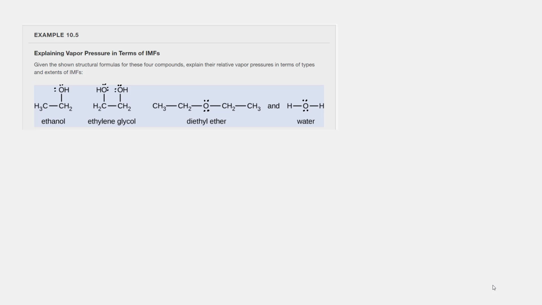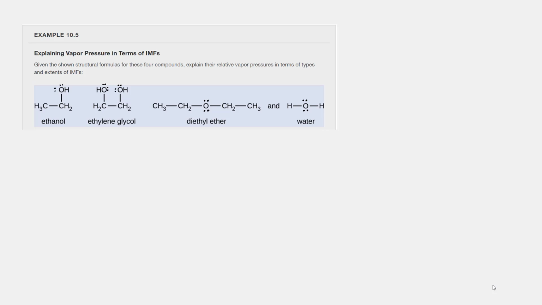In our first example today, we'd like to take a look at how we can use what we now know about polar molecules and the types of intermolecular forces that they possess to make qualitative comparisons about how strong we expect their physical properties to be, how high we expect their boiling points to be, how high we expect their melting points to be, or in this case, how low we expect their vapor pressures to be.